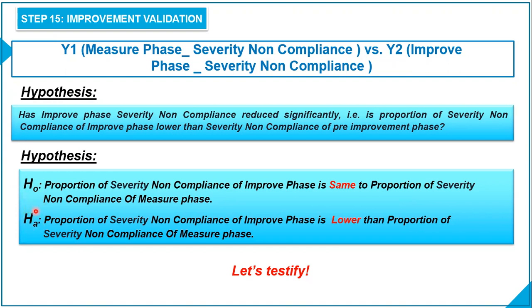What is the alternative hypothesis saying, which is the direct opposite viewpoint of the null hypothesis, right? The alternative hypothesis says the proportion of severity non-compliance of improve phase is lower than the proportion of severity non-compliance of measure phase. In other words, non-compliance has been reduced and thus we have improved the performance. It means the problem has been reduced, and that's what we wanted to prove. So this is about hypothesis. Let's go to the next slide.